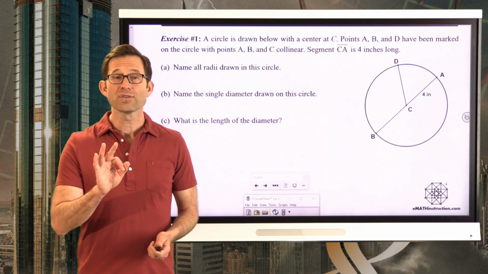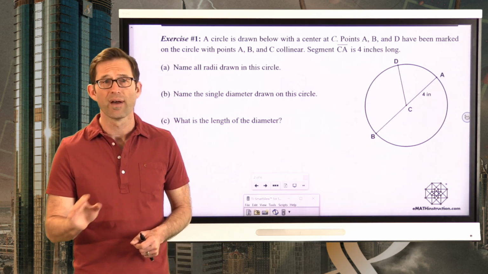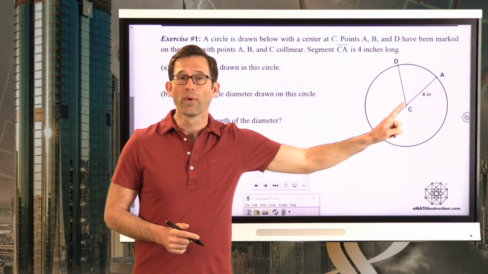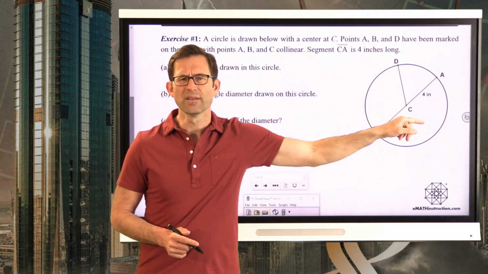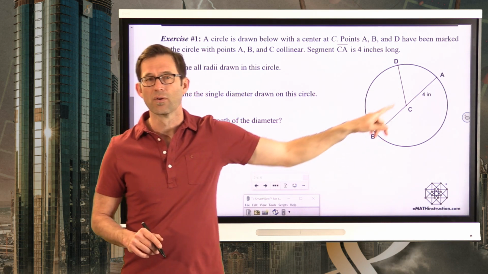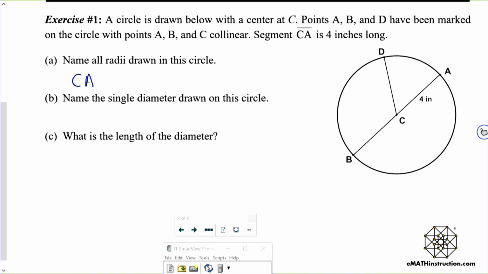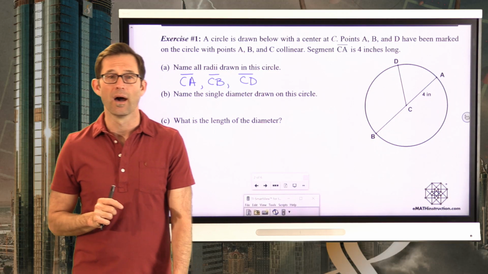All right, well, we actually have 3 radii that are drawn in this circle. Keep in mind that there's an infinite number of actual radii, but we've got the radius that goes from C to A, or A to C, it really doesn't matter, C to D or D to C, and then C to B or B to C. So the radii in this case are CA with a little segment bar above it, CB with a little segment bar above it, and CD with a little segment bar above it. Those are all of my radii.